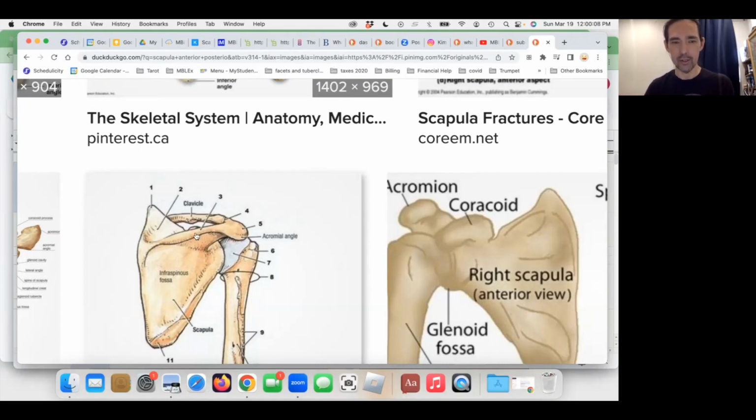So anyhow, spine of the scapula. So this must be the posterior aspect. This is the medial portion. This is the lateral portion, inferior and superior. Okay, so clavicle, acromion, acromioclavicular joint, AC joint.